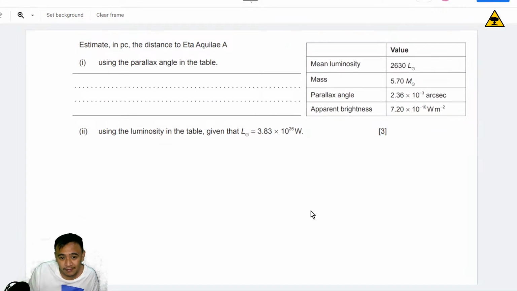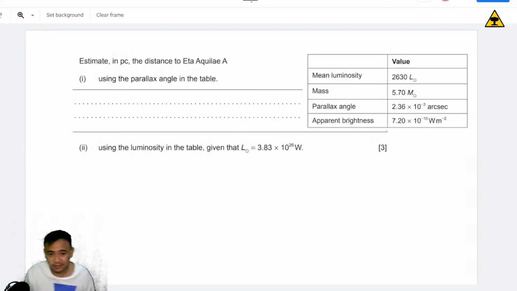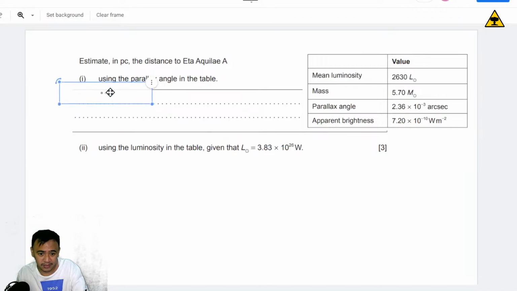Using the luminosity in the table, given that L. Okay, what's the question asking? You're looking for the distance to eta Aquilae A. First, you need to use the parallax angle in the table. For that question, you do 1 over the parallax angle, and then you just get the distance. Correct. So this part is correct. You use this formula, which is going to be pretty straightforward.